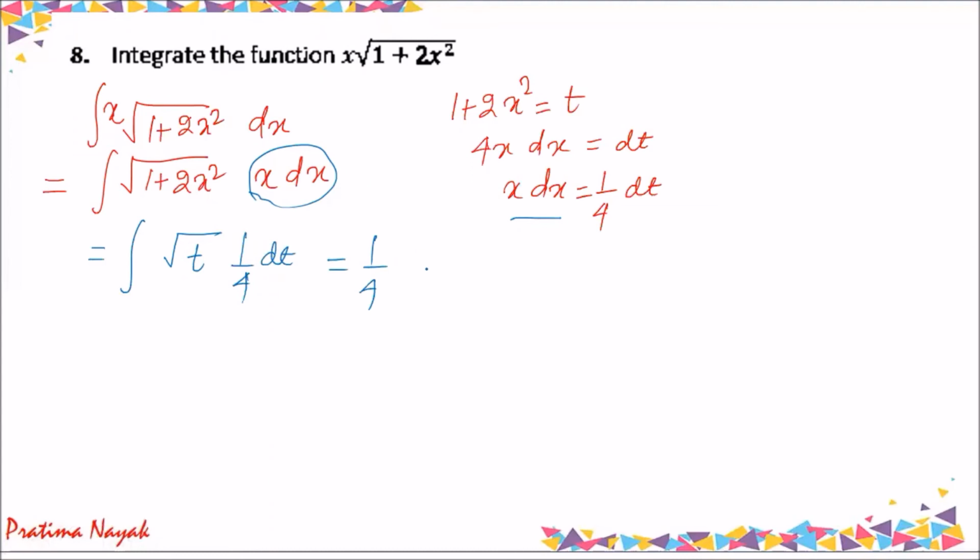Root t integration, we have just learnt it. We have applied it so many times. It will be t to the power 3 by 2 by 3 by 2. Here you can cancel this 2. So it will be 1 by 6, 1 plus 2x square to the power 3 by 2 plus c.